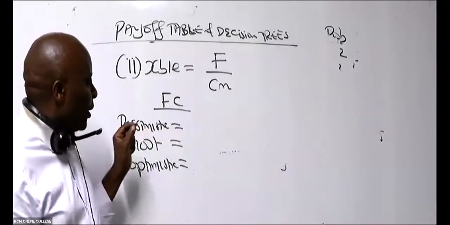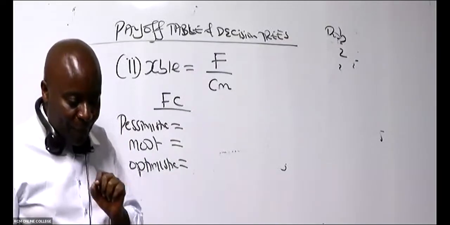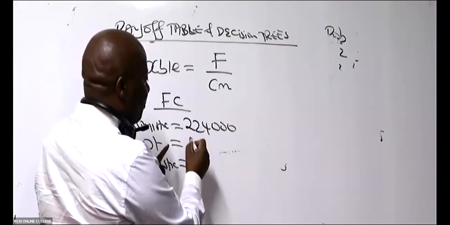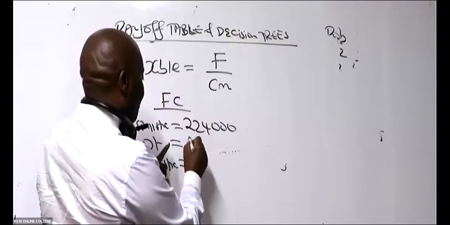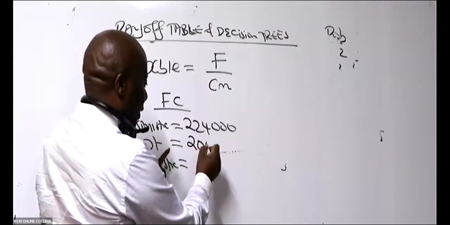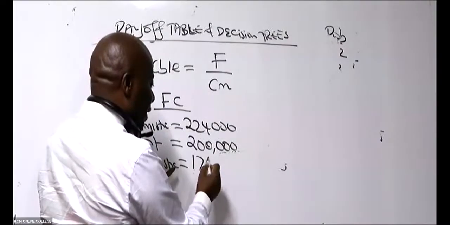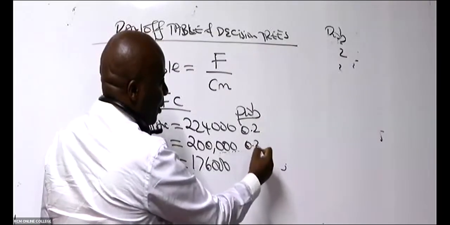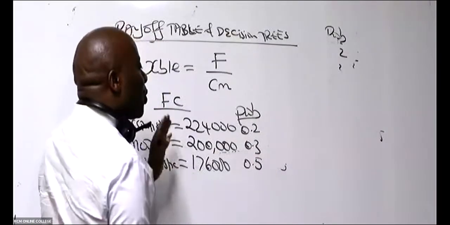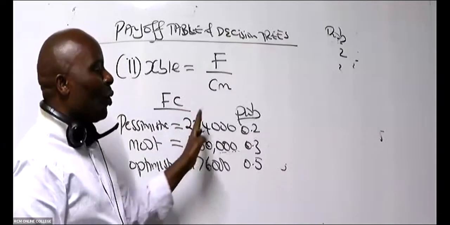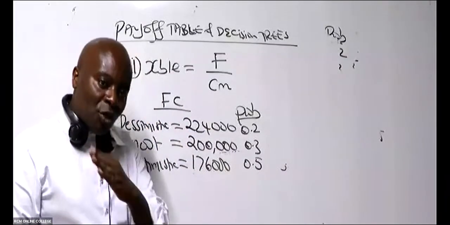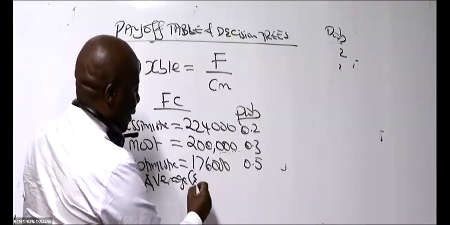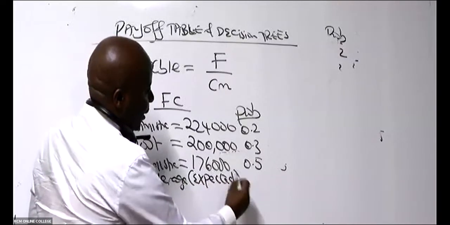The fixed cost for pessimistic, how much do we have there? 224,000. I hope you are able to remember how we got this. And then most likely 200,000. I hope you are able to remember this. This 176,000. And then we have probabilities, 0.2, 0.3, 0.5. Because we don't know which one will prevail, we work with what we call an average fixed cost, or in this case, expected fixed cost.